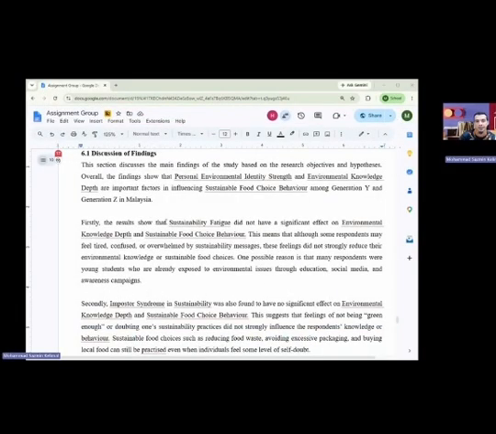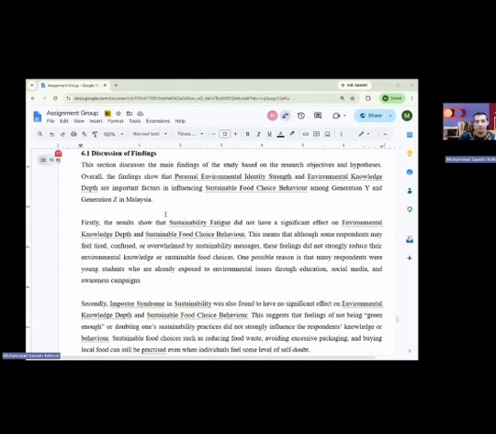Now I will present section 6.1, which is the discussion of findings. This section discusses the main findings of our study based on the research objectives and hypotheses. Overall, the findings show that two main factors are important in influencing sustainable food choice behavior among Generation Y and Generation Z in Malaysia. These factors are personal environmental identity strength and environmental knowledge.